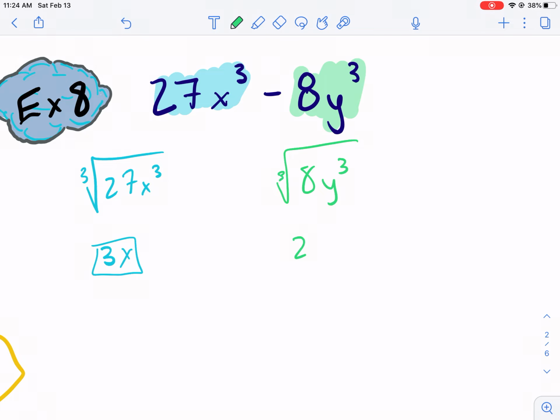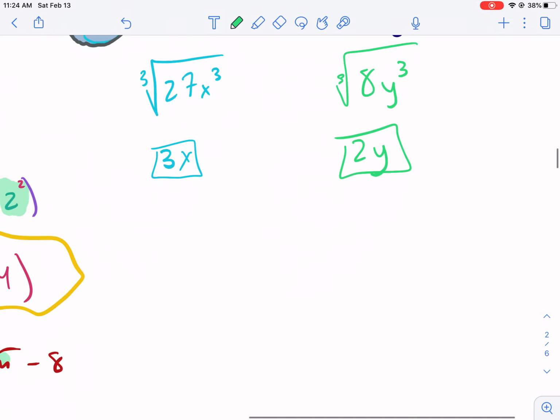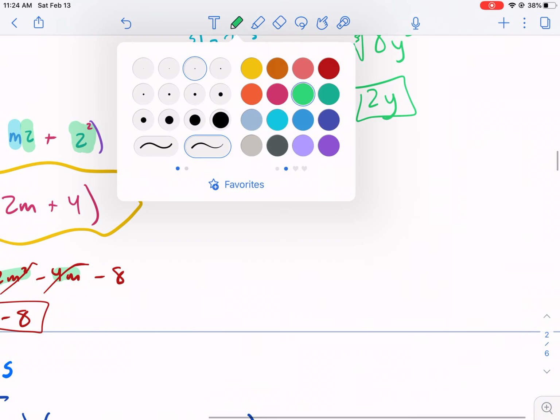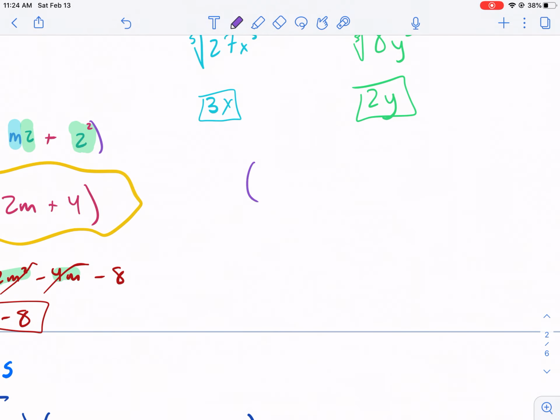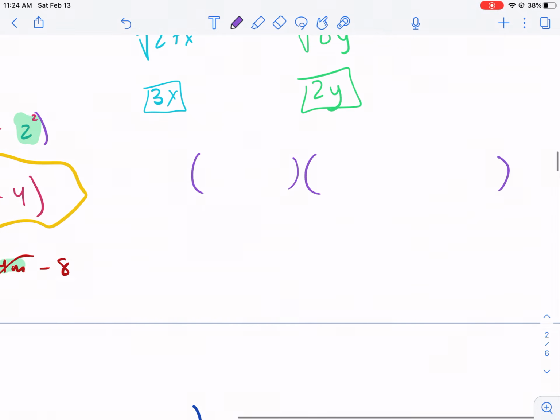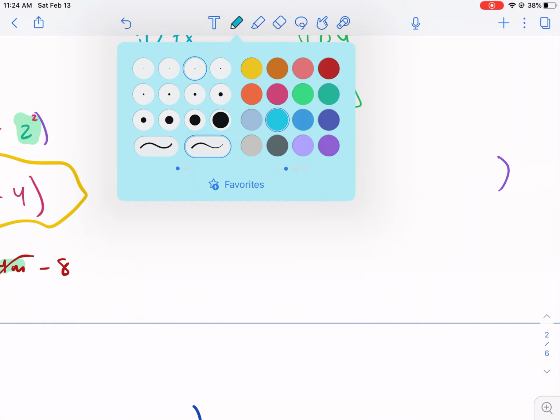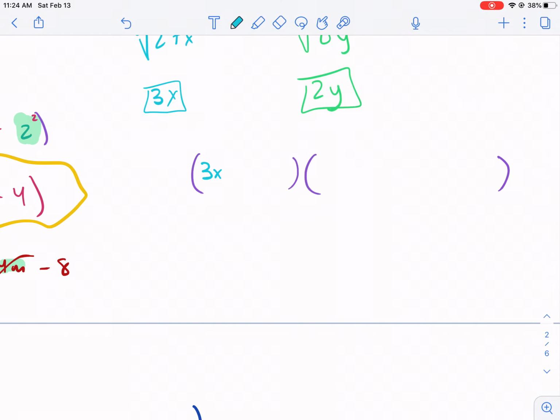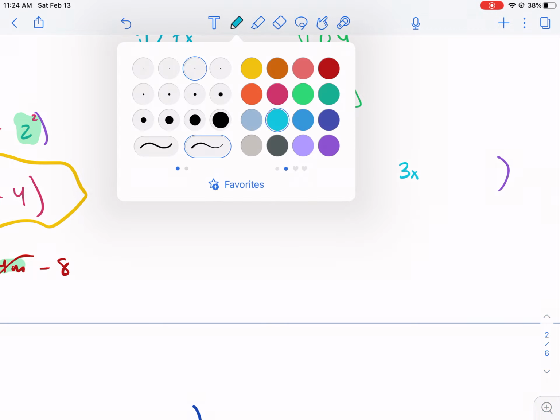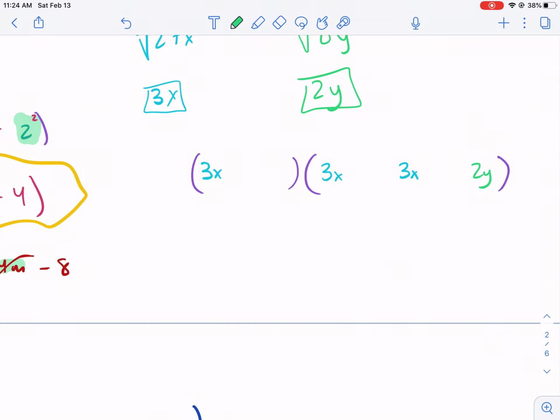Cube root of y cubed is 2y. Okay, so these are our building blocks. We're going to put those into our parentheses. So we have here, here, here, and then here. I'm not going to put the highlight this time. Hopefully you'll follow along. We have 3x, 3x, 3x. Okay, I'm going to go ahead and put 2y, 2y, times 2y.